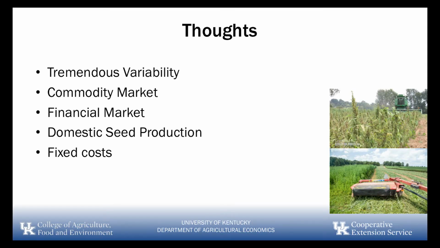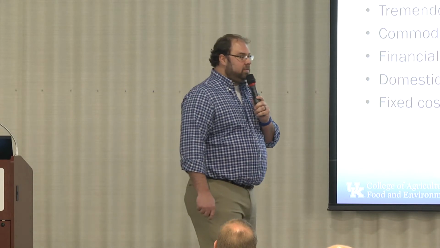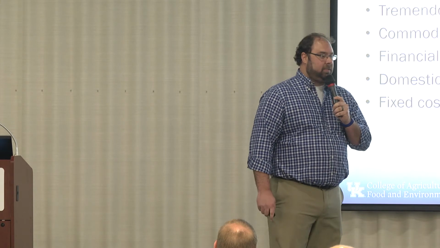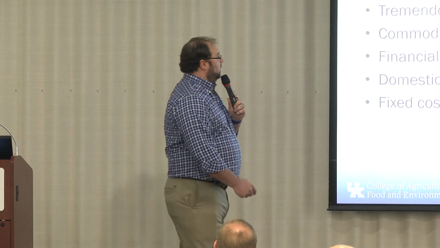Domestic seed production, as it comes along, I think will help on the cost of production side. And on the fixed cost side, I haven't included any fixed costs in this model yet, so machinery costs and some of those other things need to go in there. So if you're at $6, you're probably going to be less than zero, right? So that's kind of what I'm expecting of that.